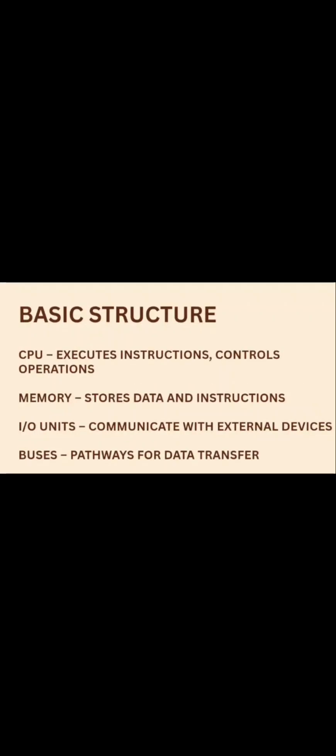Basic structure. The basic structure of a computer has four main parts. The CPU is the brain that executes instructions. Memory is used to store both data and instructions. IO units are responsible for communication with external devices such as keyboards, screens, or networks. Finally, buses are like highways that transfer data between all components.